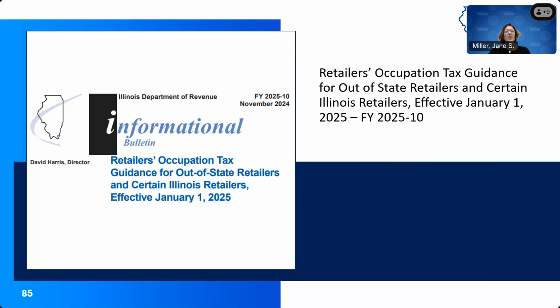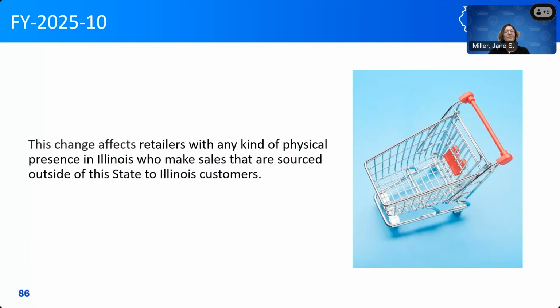We have an informational bulletin that covers this. It's FY 2025-10, and it's titled Retailer's Occupation Tax Guidance for Out-of-State Retailers and Certain Illinois Retailers, effective January 1st, 2025. This change affects retailers with any kind of physical presence in Illinois who make sales that are sourced outside of this state to Illinois customers.